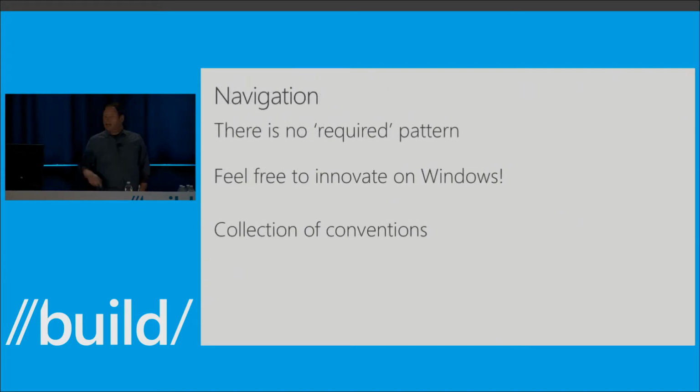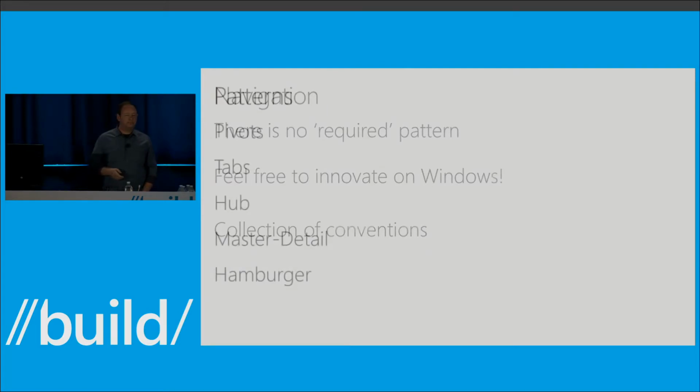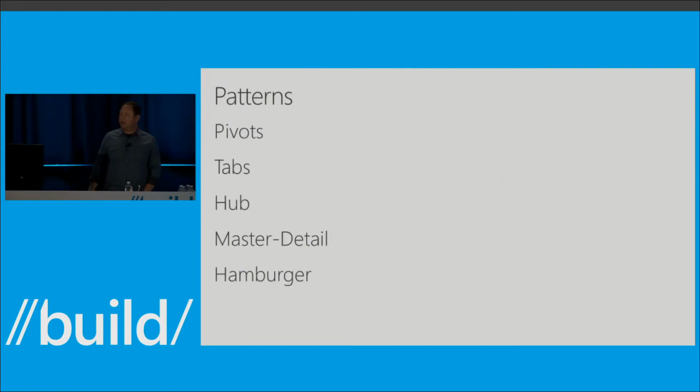So before I get into the navigational patterns that we have, I want to say that there's no single required pattern as part of Windows 10. We want you to go out and innovate as much as possible on Windows. What we have done is we did an audit of all the conventional patterns that are out in the world today, regardless of the platform that they're implemented on. We made sure that there's a way that you can bring your apps to Windows and use them. The patterns we're going to talk about here are pivots, tabs, hub, master detail, and the hamburger pattern.